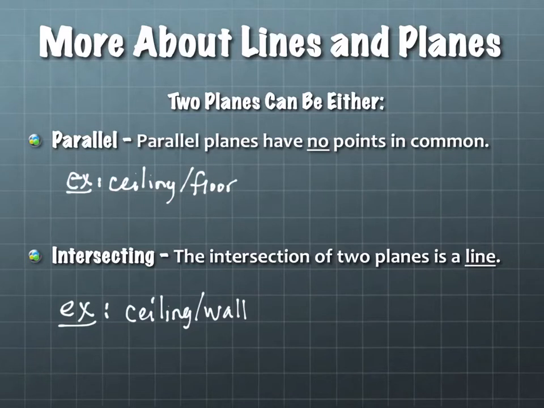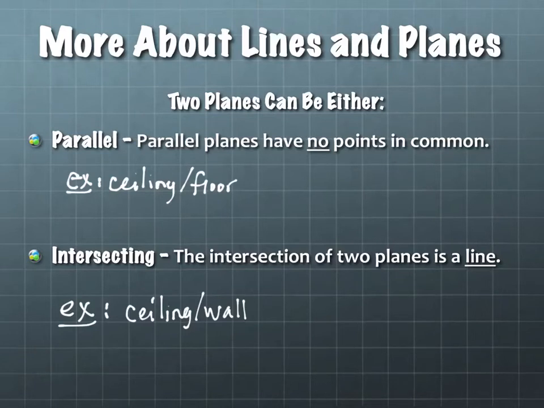And when they intersect, they intersect in a line. Sorry, I should have said that as well. That's part of the definition. So again, if I did my ceiling and my wall, my ceiling, and then we'll do the wall on the outside of our classroom over here, they would actually intersect in the line that goes along the ceiling at the top of the room, but along the wall on the side of the room as well. They would intersect in a line.